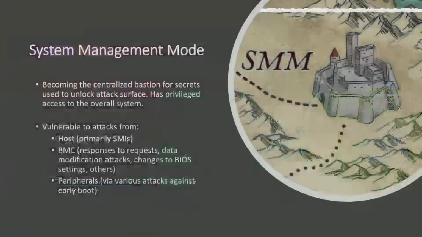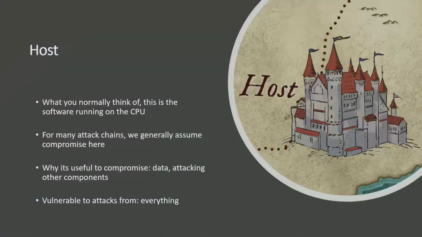Okay. So switching gears a little bit. First thing, host. This is where, for most threat models, most of our attack chains start from compromise. What that also means is that for a lot of this, what we're talking about is attack surface that's exposed to the host. And so that's primarily where we focus. That's where we usually start from.